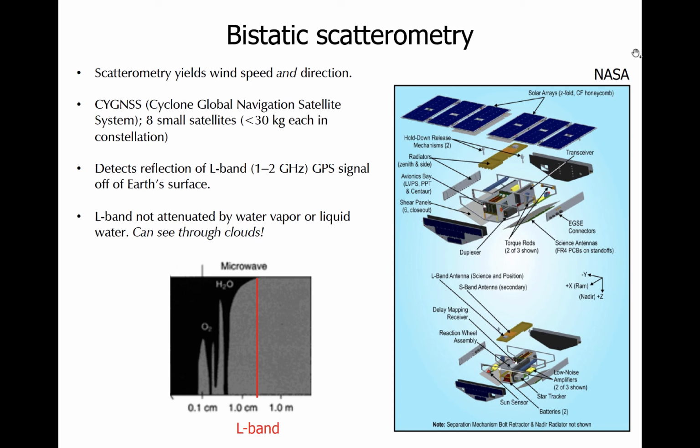The Cyclone Global Navigation Satellite System, or CYGNSS, is a current example of bistatic scatterometry, and a schematic for one of these satellite platforms is shown over here on the right. The GPS signal, which is in the L band over here on the absorption spectrum, is not impacted by water vapor absorption and minimally by liquid water. Therefore, unlike traditional scatterometers, or even passive radiometers in some cases, CYGNSS satellites can detect wind speed even in heavy rain, such as in tropical cyclones from low Earth orbit. And just to clarify here, we're looking at the wind speed and direction at the surface.